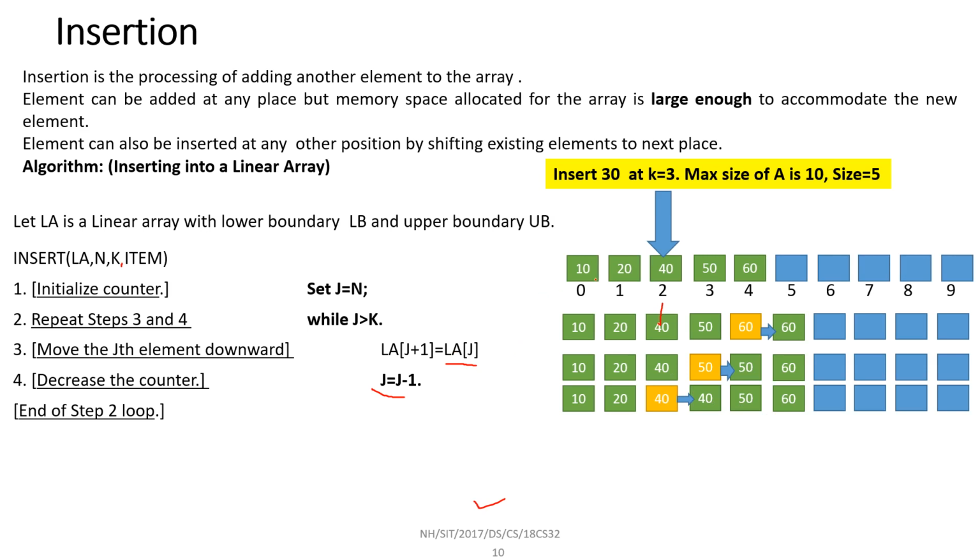This condition has now failed. J is not greater than K. You have to stop. Not the algorithm, but this process of shifting should be stopped. Then we got the place of interest. This is the place of interest.